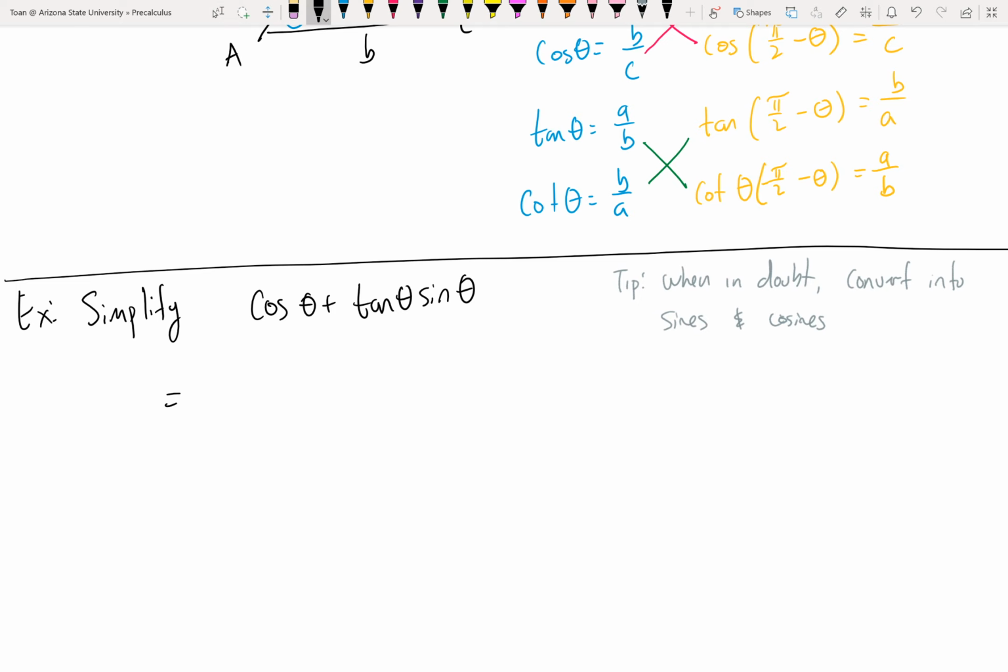So what does this equal? Cosine, of course, stays as cosine. And we should know that this tangent here, by definition, is sine over cosine. And of course, I still have this sine here.